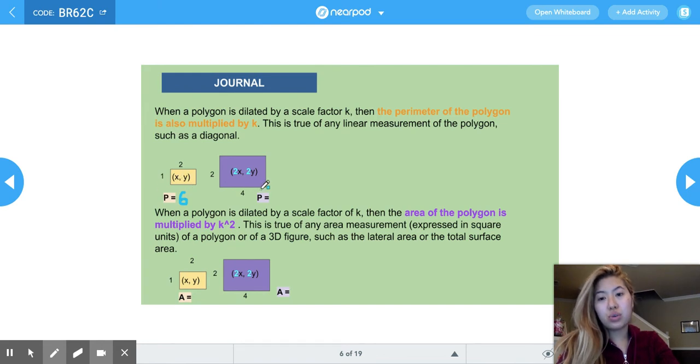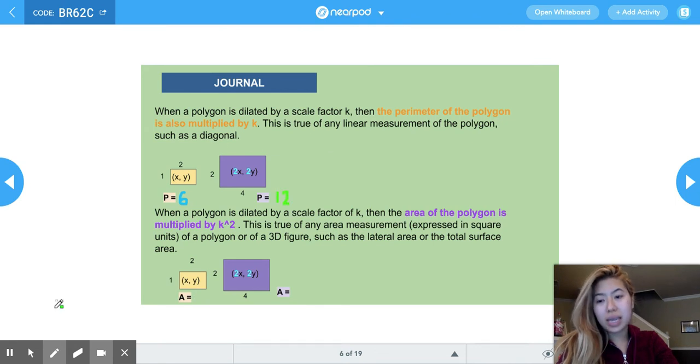If I were to find my perimeter of my dilated image, as you can see, the rule is 2x and 2y, so our scale factor is 2. For the side length that was originally 1, it's now 2 because 1 times 2 is 2. For the side length that was originally 2, it's now 4 since 2 times 2 is 4. And if we add together 4 plus 4 plus 2 plus 2, we get 12.